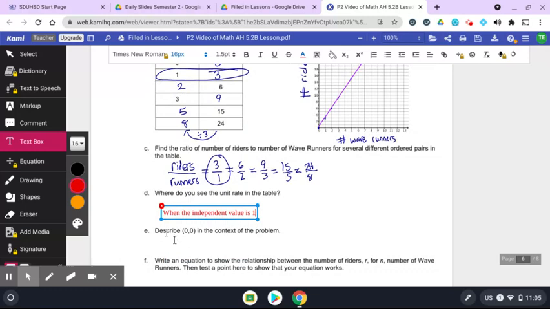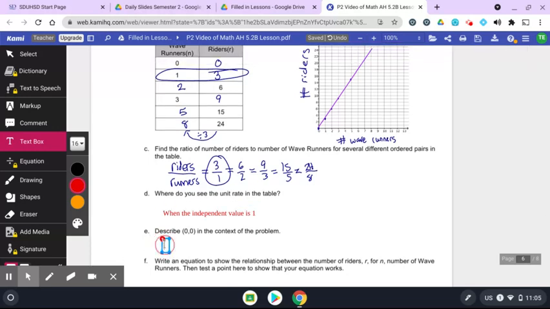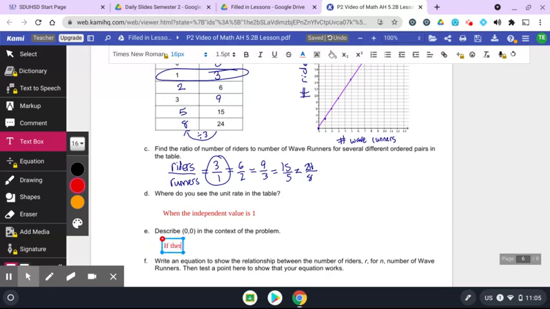Okay, 0, 0. And this problem means if there's 0 runners, we can't help any riders. If there are no Wave Runners, then the guests cannot be riders.